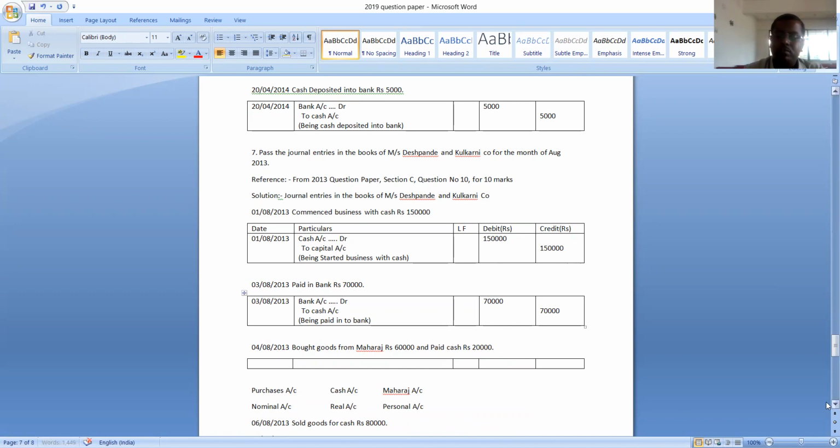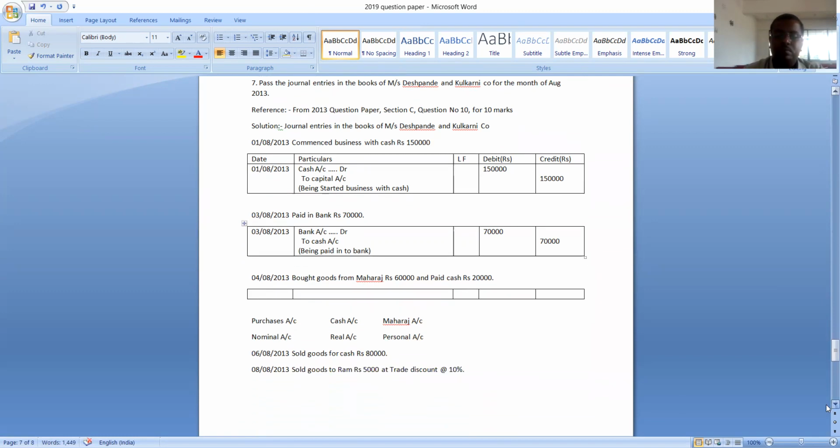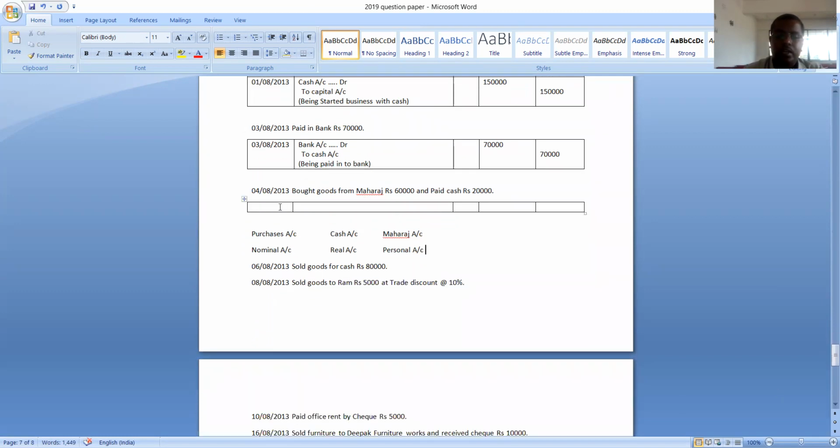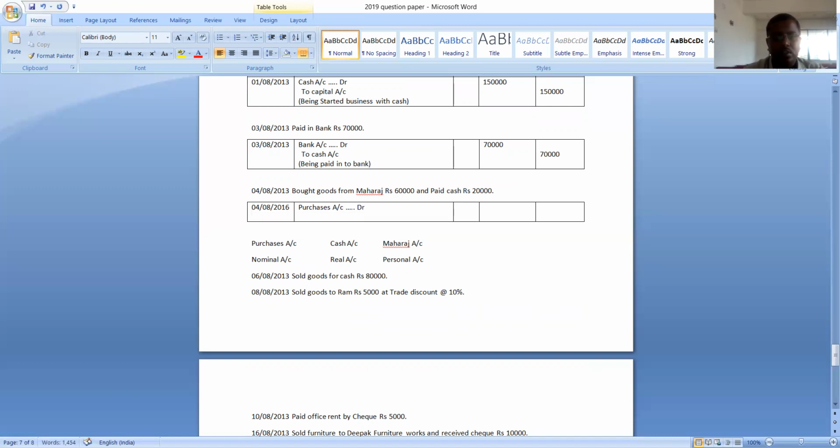Now we should decide which account should be debited and which account should be credited. Here, purchases account is nominal account, right? So what is the rule of nominal account? Rule of nominal account is debit all expenses and losses. So purchases are expenses. Which account should be debited? Purchases account should be debited. So write down purchases account debit. And next account, cash account is real account.